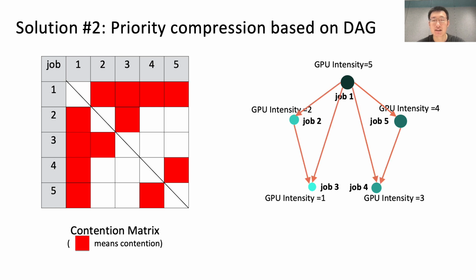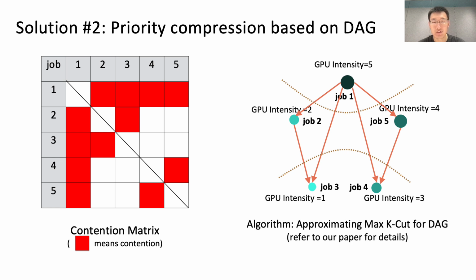Suppose we want to assign 3 priority levels to these jobs. The problem is transformed into finding the maximized 3-cut for the graph. That is, we split the graph into 3 subsets, corresponding to 3 priority levels. We want to cut as many edges as possible, because for jobs with communication contention, it is more necessary to assign different priorities to them. We design an efficient dynamic programming algorithm to get an approximate solution. Details can be found in our paper.